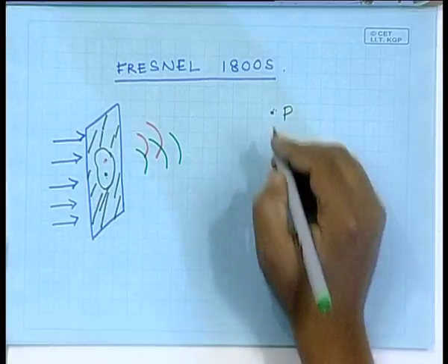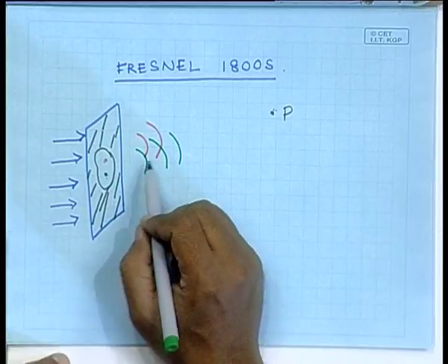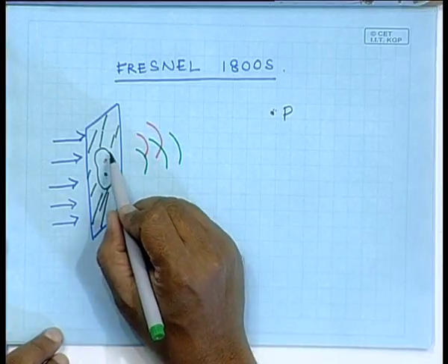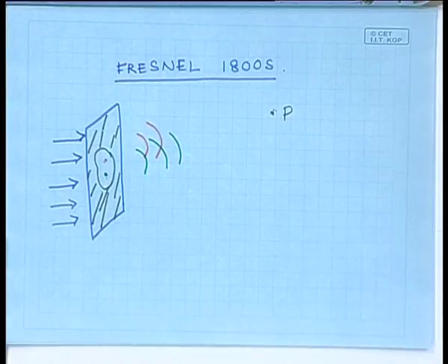And to find the intensity at this point due to this aperture, I have to superpose the secondary waves from all of these sources and then use that to calculate the intensity. That is the Huygens-Fresnel construction, the Huygens-Fresnel principle, which is a heuristic approach to describe the phenomena of diffraction.